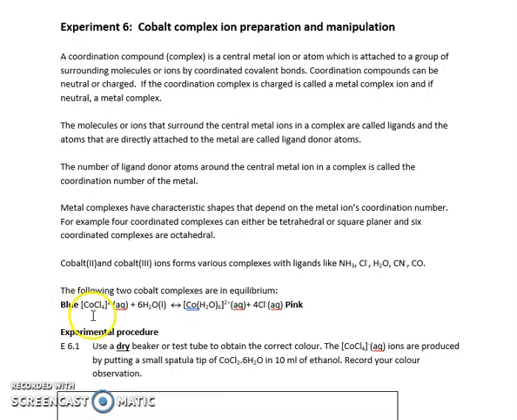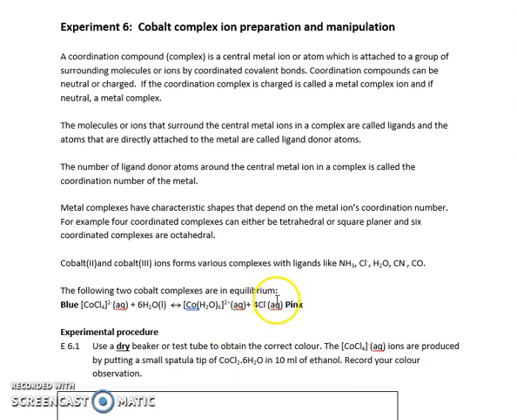Now if we are looking at this equation, if we start off with cobalt chloride in a dry environment and we are adding water, it will react with the cobalt chloride to form the other species. So we are replacing the chloride ligands with some water ligands. As we add water, our blue color will disappear and we will form a pink color.